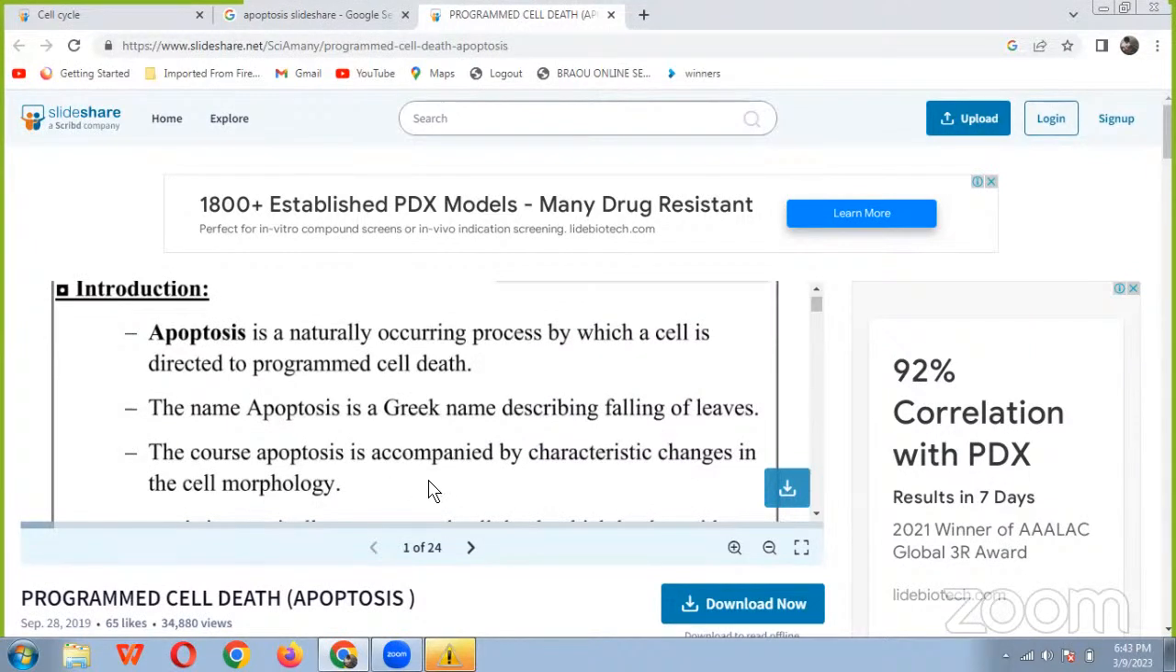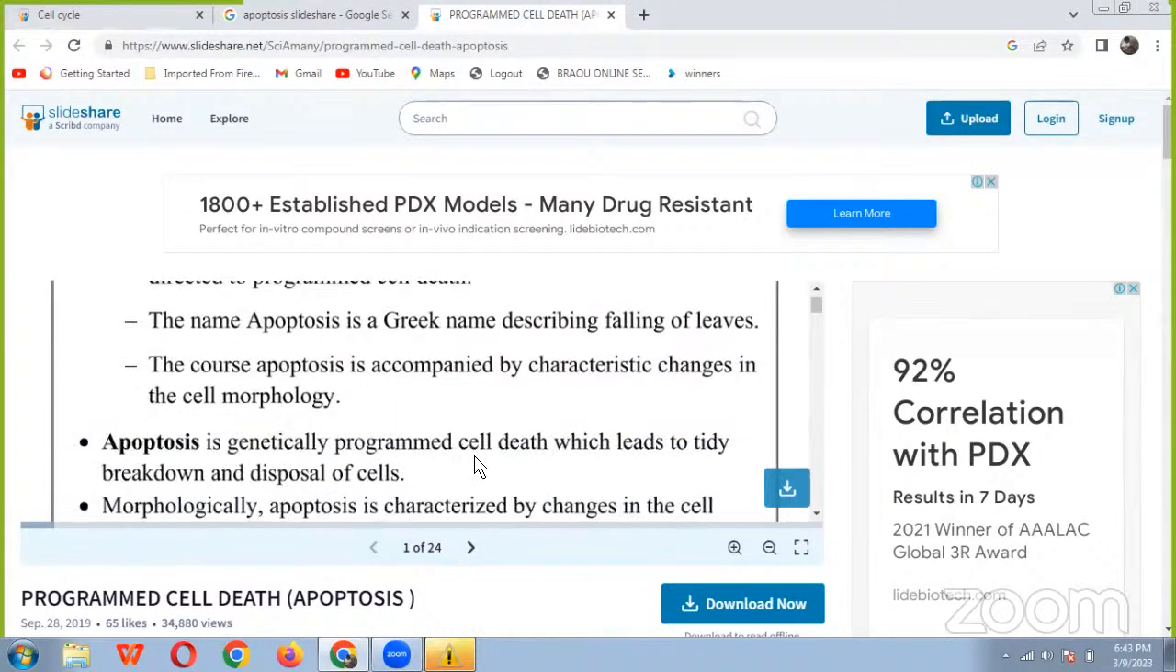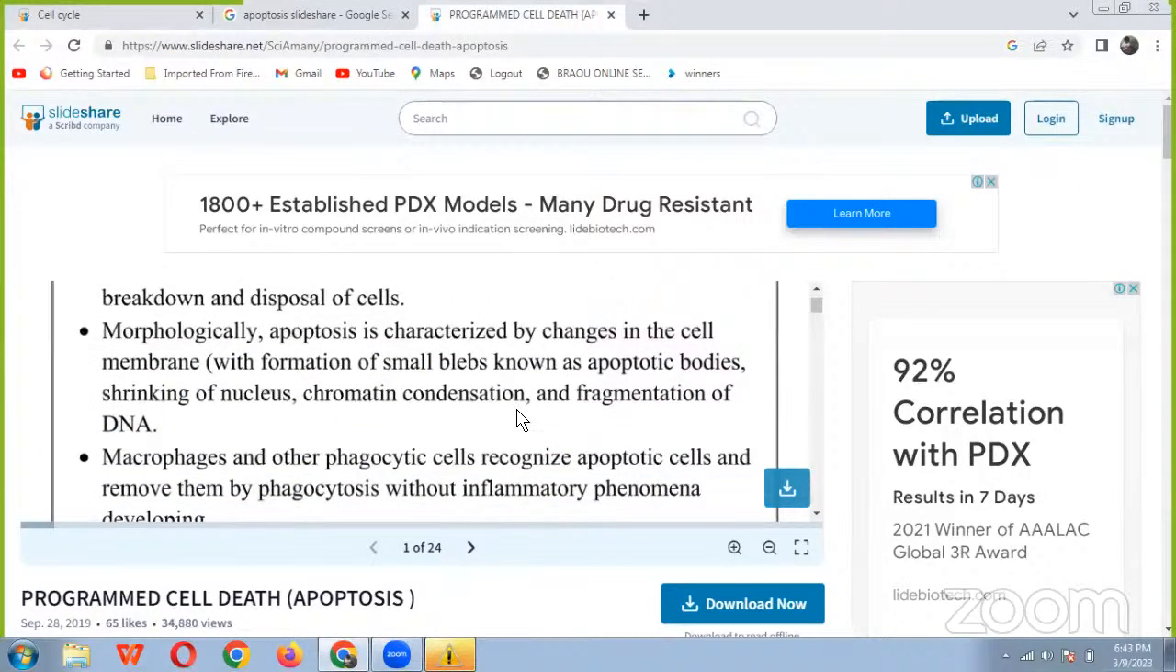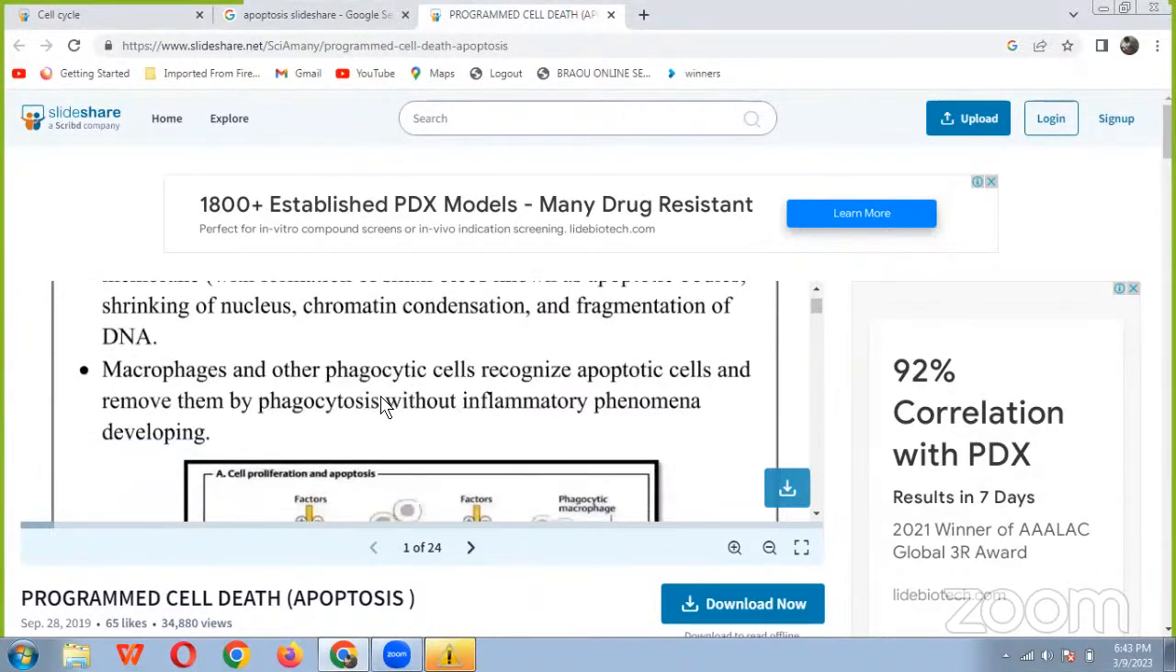The course of apoptosis is accompanied by characteristic changes in cell morphology. It is genetically programmed cell death which leads to the tidy breakdown and disposal of cells. Morphologically, apoptosis is characterized by changes in the cell membrane with the formation of small blebs known as apoptotic bodies, shrinking of the nucleus, chromatin condensation, and fragmentation of the DNA. Macrophages and other phagocytic cells recognize the apoptotic cells.